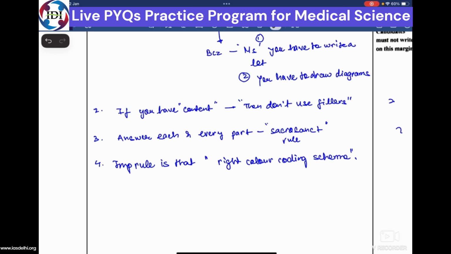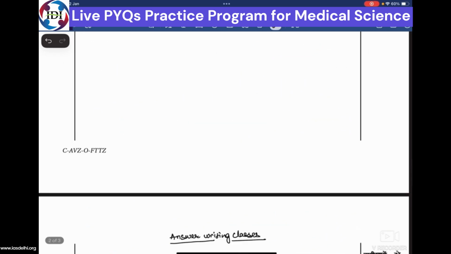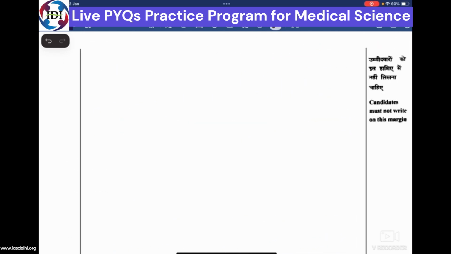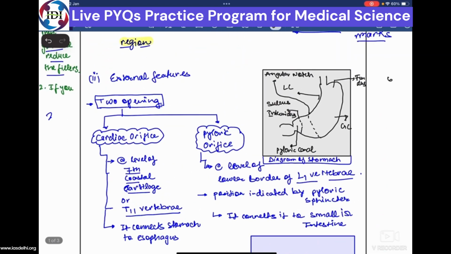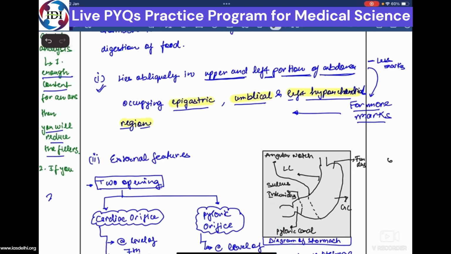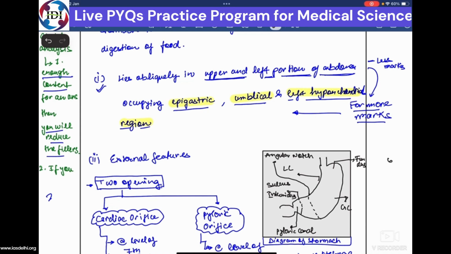So this is how we are going to dissect each and every answer when we begin, because there is much to add here. After the pyloric orifice, we go to the curvatures, we go to the surfaces, we go to the parts. So I welcome you all. You must come to answer writing classes, and I'll make sure that before prelims itself, you will have at least 80 to 90% of exam ready answers with yourself. So thank you all.